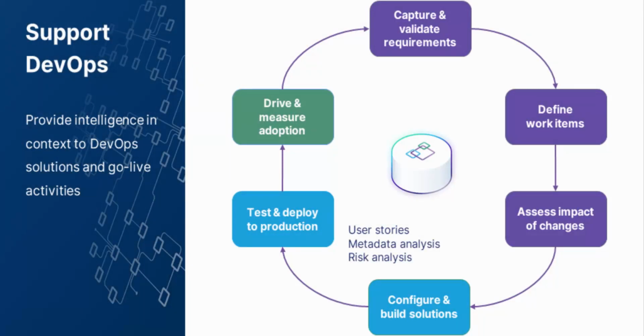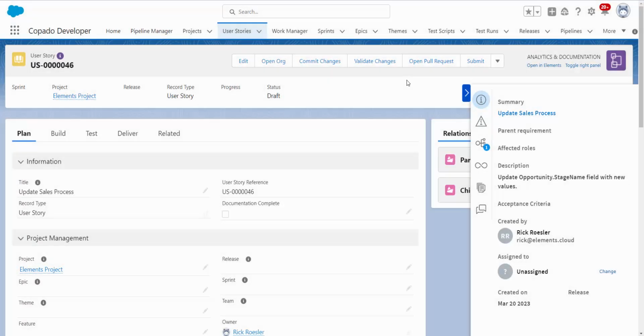As a developer, when my Copado user story is connected to an Elements.Cloud story, I get the full power of Elements.Cloud impact analysis without leaving my user story. So here we are in the Copado user story. With the Elements Chrome extension installed, if a Copado user story is associated with an Elements story, then the developer from Copado can see all of the relevant Elements information directly from the Copado user story.